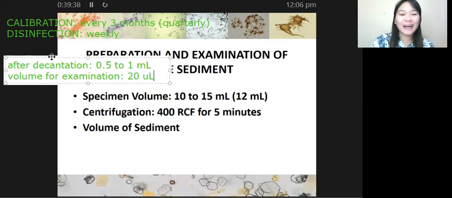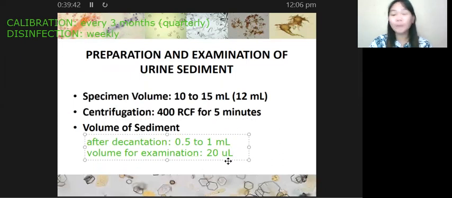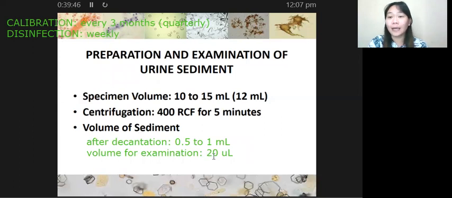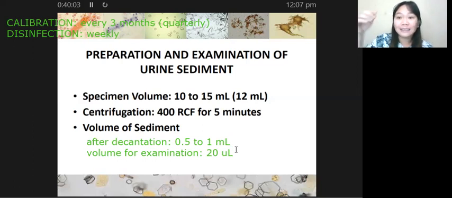Siguro yung mga iba sa inyo baka nagtataka, ma'am, 20 microliters lang naman pala ang kailangan. Bakit 0.5 to 1 ml ang dapat na matira after decantation? Class, in the event that you want to perform the microscopic examination again at nag-dry out na yung 20 microliters na nilagay mo doon sa slide, saan ka kukuha? Di ba? Saan ka kukuha kung eksaktong 20 microliters din lang ang matitira doon sa sediment mo after decantation? Tama? Syempre dapat may plan B tayo, dapat may handa tayo. Dapat lagi kang handa in whatever eventualities na pwedeng mangyari sa laboratory.